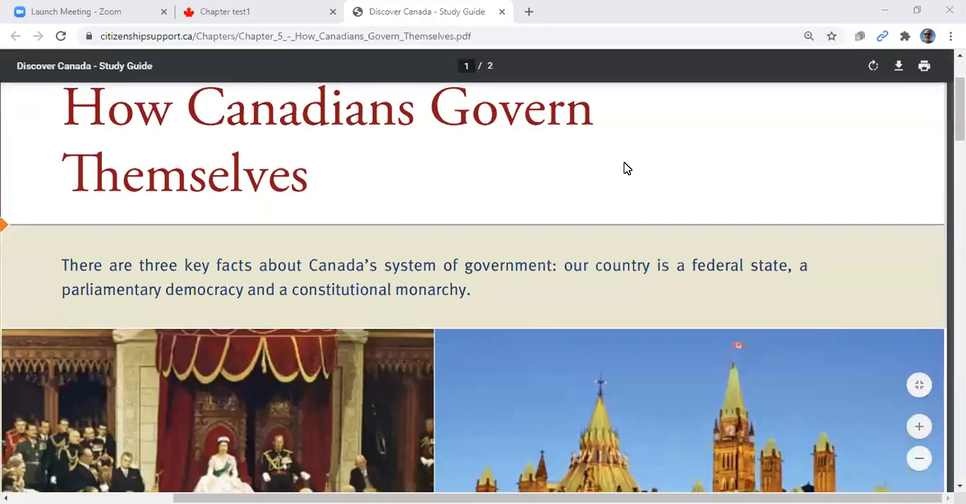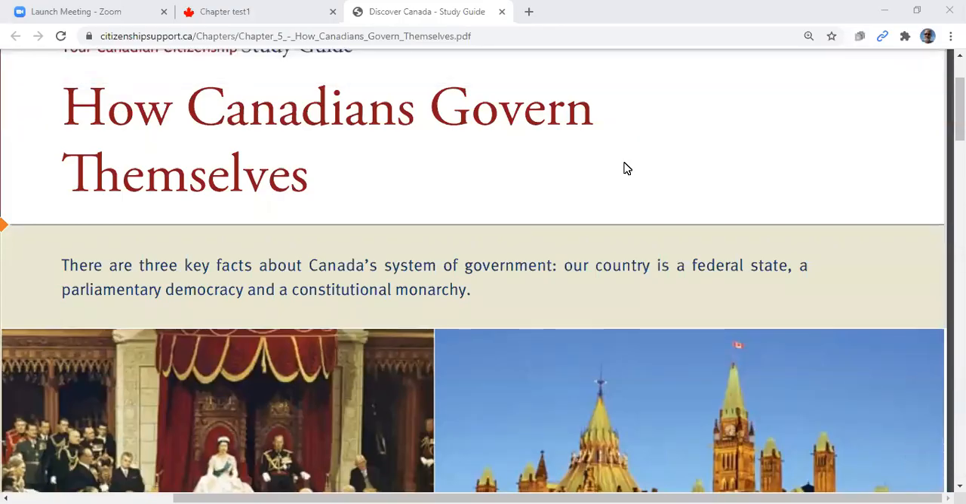Okay, good. So this is page 28, how Canadians govern themselves. So we're talking about Canada's government.